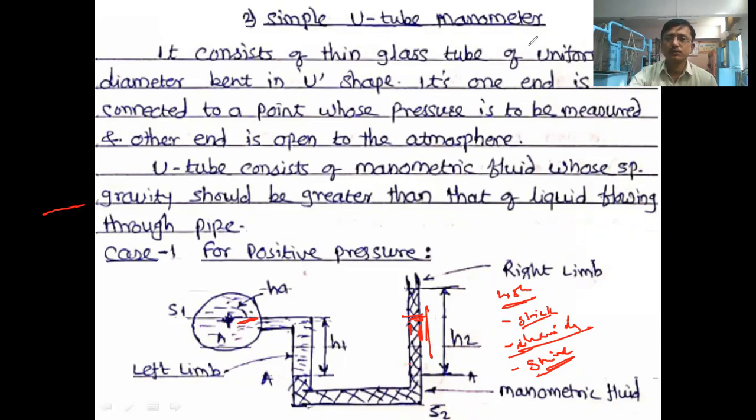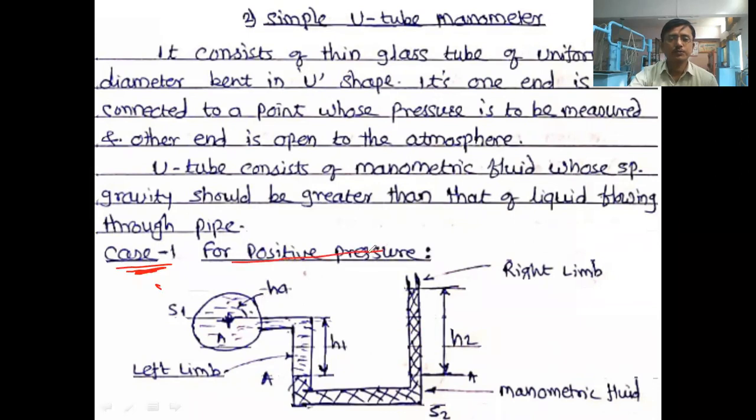So these are the different reasons behind which we use mercury as a manometer fluid. Now let us see, there are two cases for the measurement of the pressure: one case is for the positive pressure and another case is for the negative pressure. With the help of a simple tube manometer, how we can measure both pressures, positive as well as negative. So first we will see the positive case here.